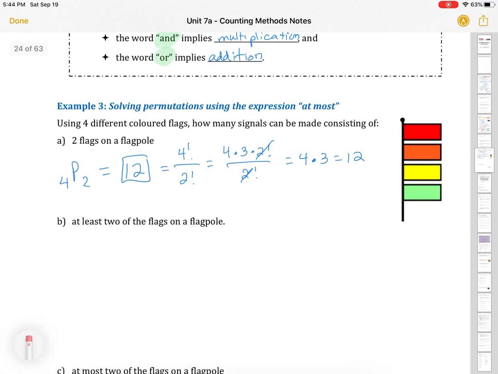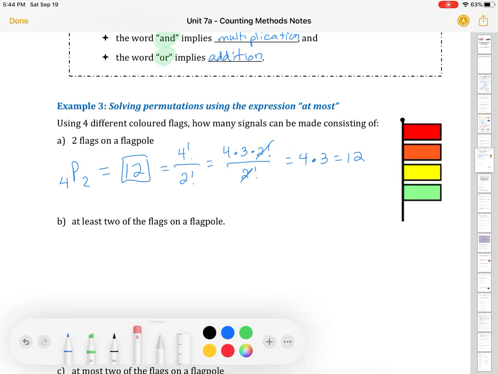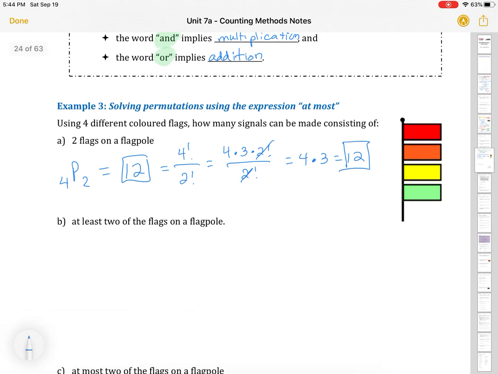So this is another option for you to do, right? Okay, they're both equal to the same thing. It's just a different way of doing it.